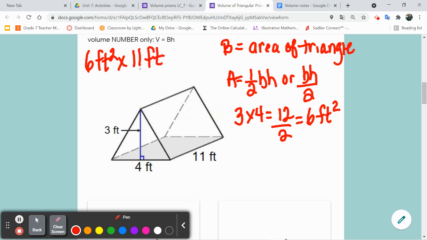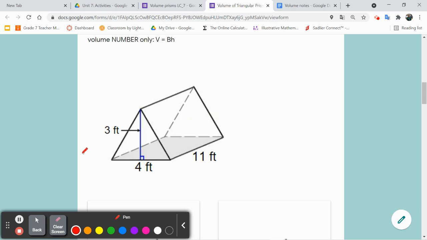And I'm going to multiply that together. And that is going to give me my volume in feet to the third power, or feet cubed. Okay? I know you guys can do that. So let me clear that. Let's look at the next problem.